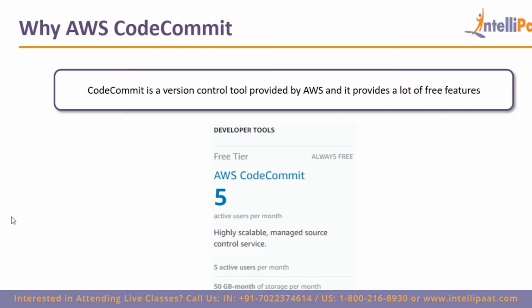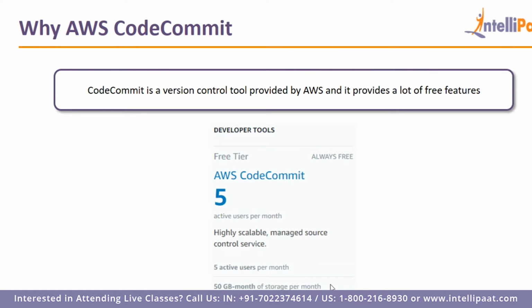You can also see over here code commits. Code commit allows 5 active users per month. So basically this is going to be your private repository. So it allows 5 users per month. If you have a startup and you only have 5 members, you can actually use code commit and you won't be charged even a single rupee.